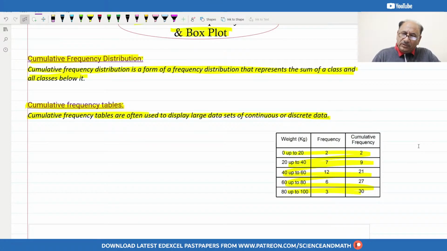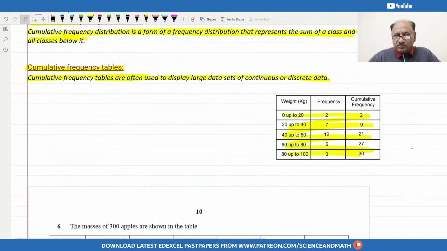So I was saying that all these things, basically box plot and cumulative frequency curve, bar chart, histograms, line charts, all these things are basically data representation.